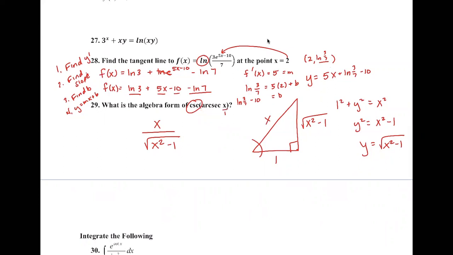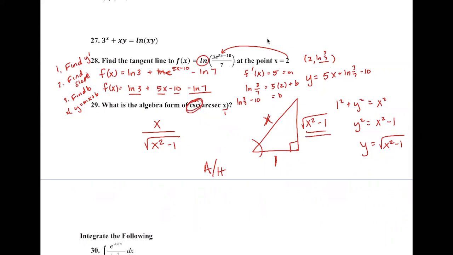But it's arc secant, and secant goes with cosine. So if we think of cosine, cosine is adjacent over hypotenuse. So secant would be hypotenuse over adjacent. So that's why I put my x on my hypotenuse, my y here. Then I would do my Pythagorean theorem to find the other side.